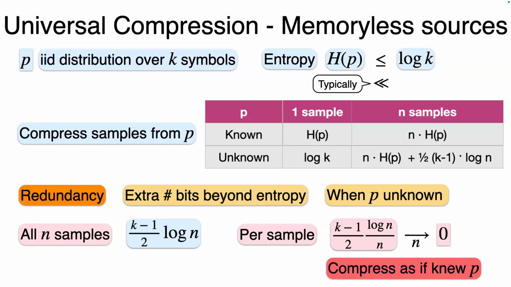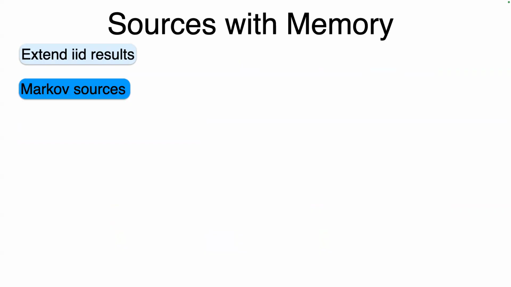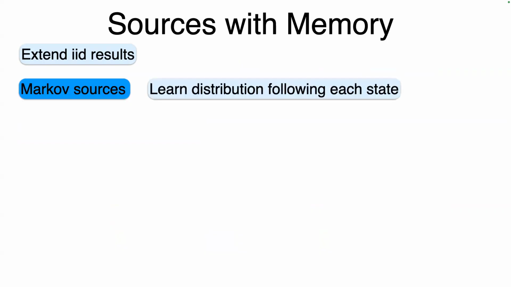We're good? Okay, cool. So you can compress this as if you knew the distribution. Now, if you have a source with memory, you can apply the same results, just extend them. For example, if you have a Markov source, then you want to learn the distribution following each context. Given this context, what is the distribution after that? And so what is the redundancy going to be?